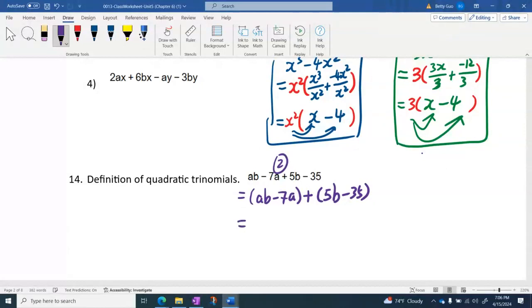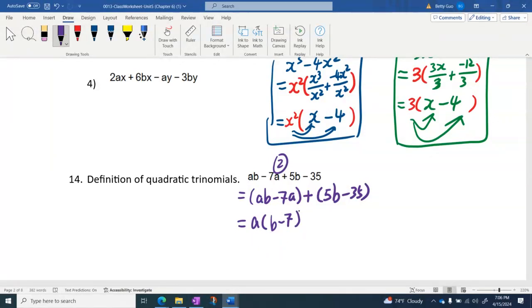From the first group, AB minus 7A, GCF is A. Factor A out, we have B minus 7 in the parentheses. If we are not sure, we double check by reversing using the distributive property. A times B, AB. A times negative 7, negative 7A. And that's the first group.